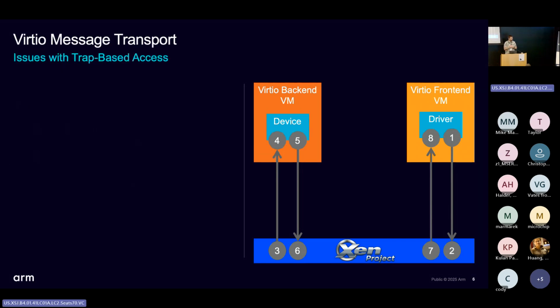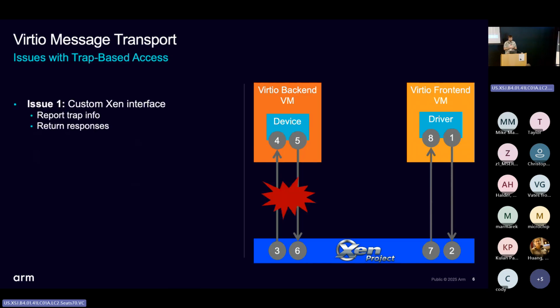So what are the issues with this solution? The first one is that we need a custom Xen interface. At some point, Xen needs to transfer to a VM: this VM tried to access IO at offset whatever, please give me the answer to this access.